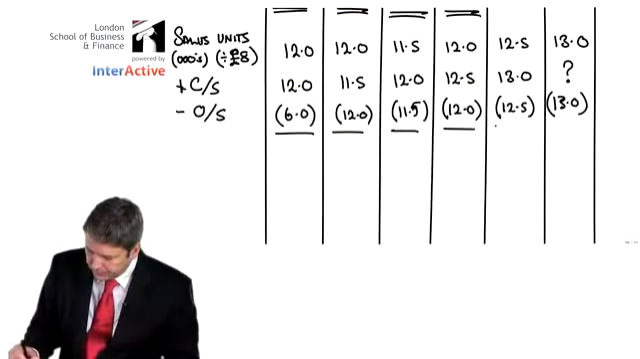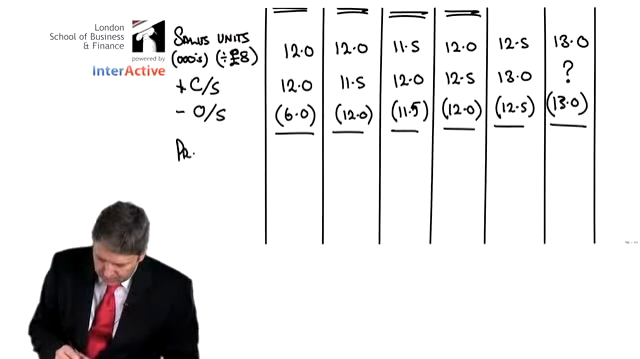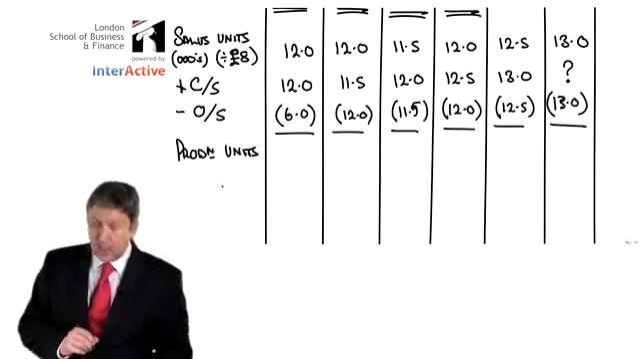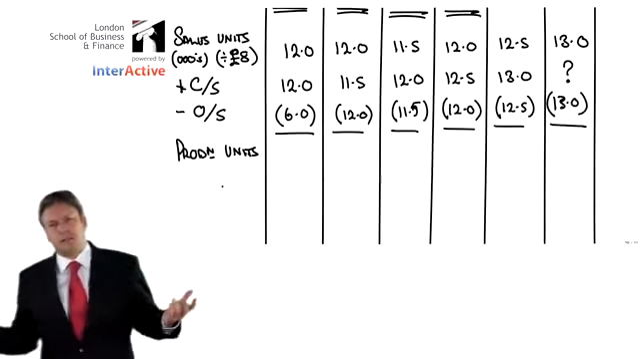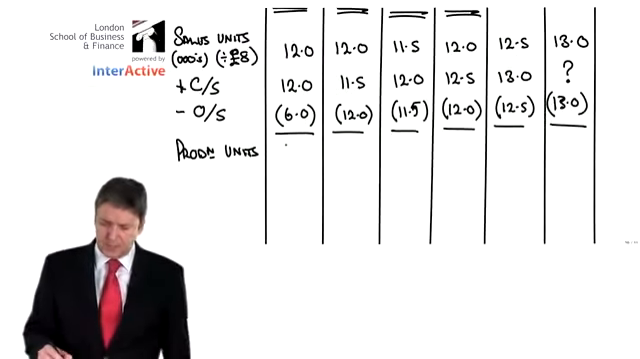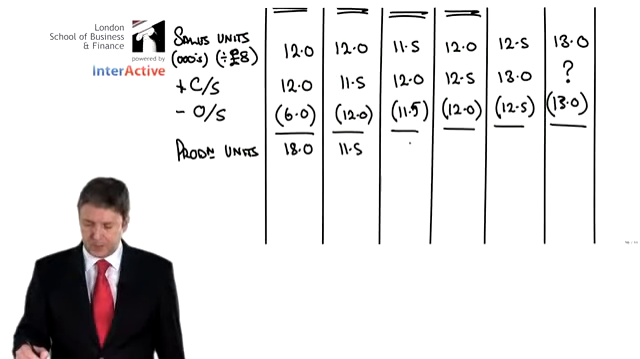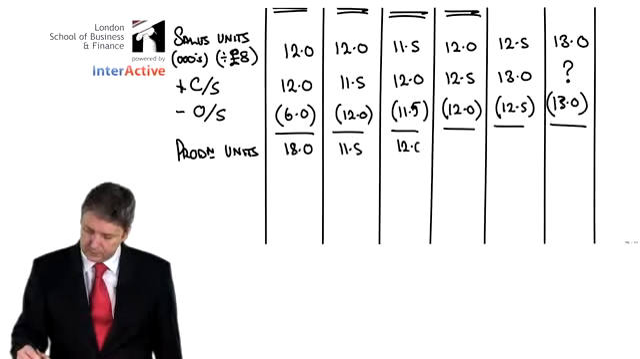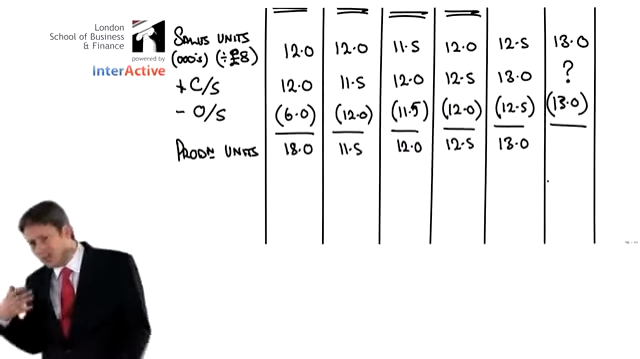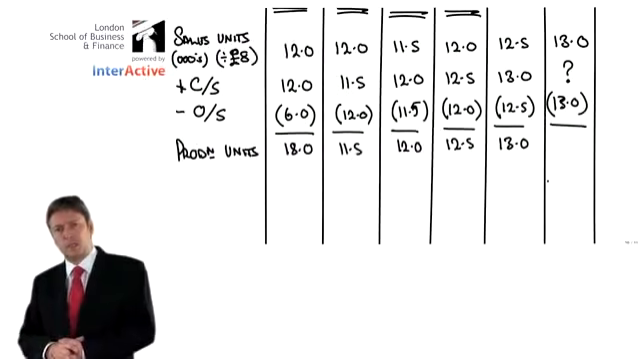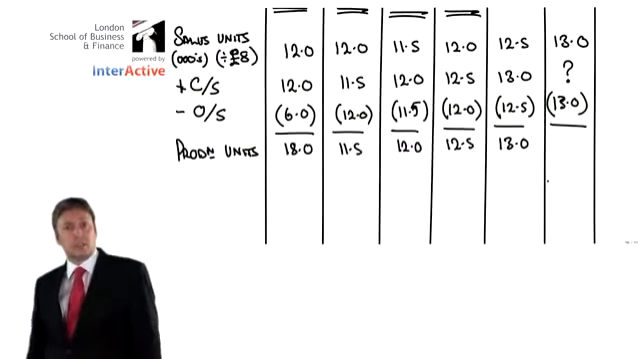And therefore, we're now able to establish what our production units must be. Again, everything's in thousands, just to make life a little easier. 20 plus 12 minus 6, 18. 12 plus 11.5 minus 12, 11.5. 11.5 plus 12 minus 11.5, 12. Keep on going, 12.5. Keep on going, 13. And of course, we have nothing for month 6. Don't push it. If it's not there, it's not there. So we've got our production units.